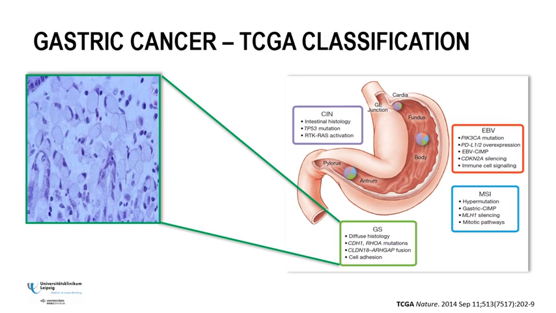Moving forward to another subtype of gastric cancer, I'm talking now about the genomically stable type of gastric cancer. Interestingly, this molecularly defined type of gastric cancer has a clear association with the diffuse histology according to the old Lauren classification, and some of the molecular alterations that are typically found in this type of gastric cancer are mutations at the CDH1 and at the RHOA genes, and fusions between Claudin 18 and ARHGAP.